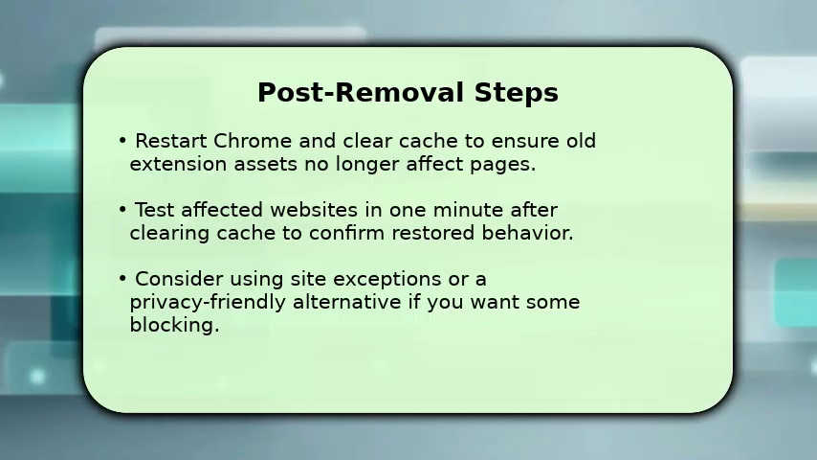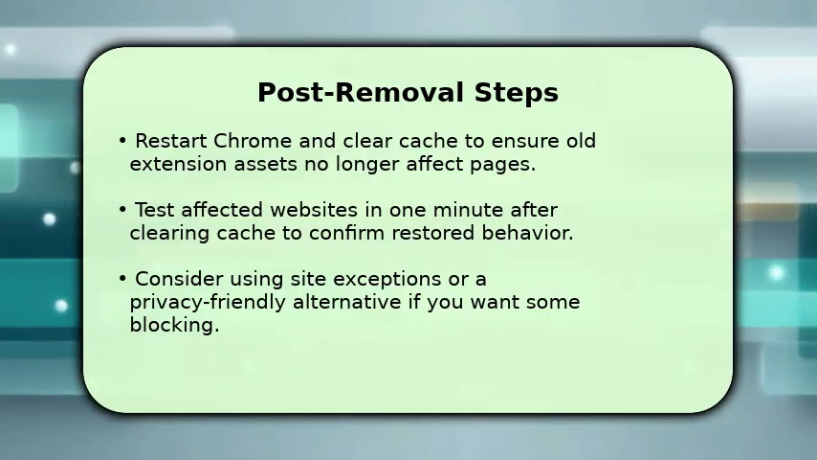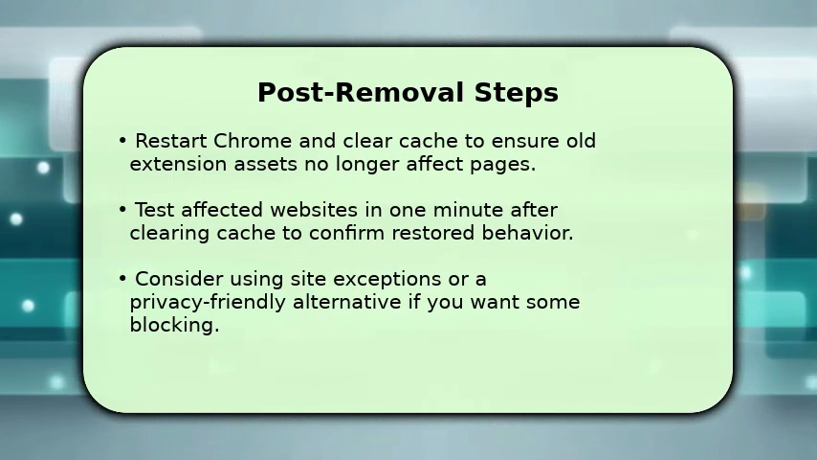If you still need selective blocking, add site exceptions, or install a privacy-focused counterpart with manual rules. Finally, update Chrome regularly and review extensions monthly to prevent future conflicts.